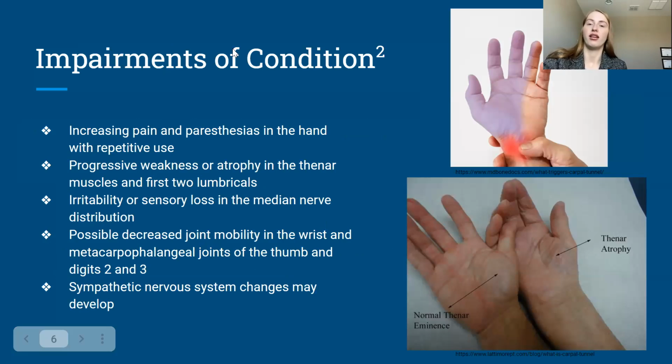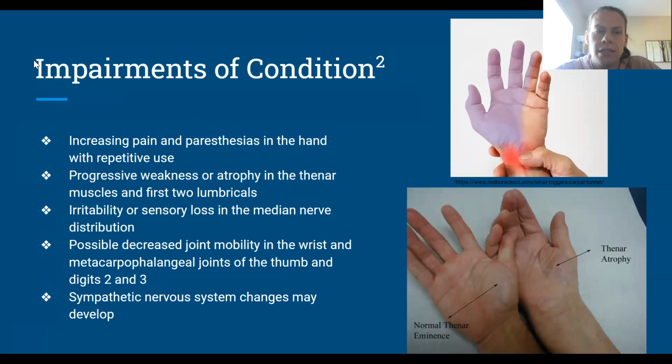All right, so some impairments are increasing pain and paresthesia in the hand with repetitive use, and weakness or atrophy in the thenar muscles and the first 2 lumbricals. So in the first top picture, the purple is the median nerve distribution, if you don't recall from anatomy. And then you can have possible decreased joint mobility in the wrist and metacarpophalangeal joints. And if you think about it, if you're not using it because you have less muscle and sensory, you lose it. And then in the bottom picture, you can see the atrophy of the thenar muscle.